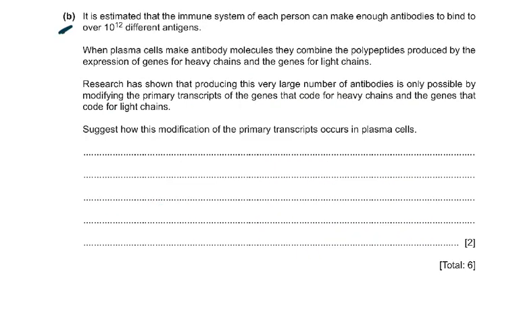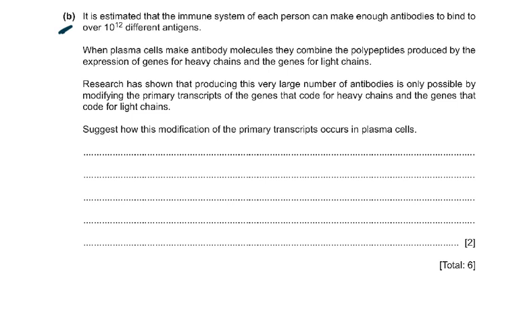Part B says it is estimated that the immune system of each person can make enough antibodies to bind to over 10 raised to power 12 different antigens. When plasma cells make antibody molecules, they combine the polypeptides produced by the expression of genes for heavy chains and the genes for light chains. Research has shown that producing this very large number of antibodies is only possible by modifying the primary transcript of the genes that code for heavy chains and the genes that code for light chains. Suggest how this modification of the primary transcript occurs in plasma cells.